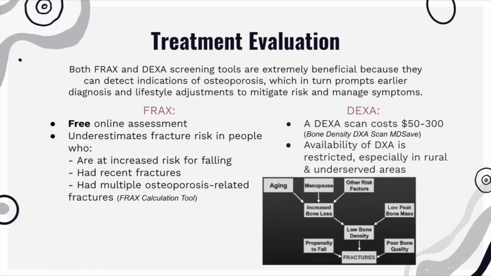FRAX and DEXA are both interventions that should be continued because they can detect osteoporosis to prevent fractures. FRAX is not as accurate as DEXA because it's not a scan and because it does not account for history of falling, recent fractures, and multiple osteoporosis-related fractures. However, it is more affordable and easily accessible. Healthcare providers should therefore recommend and implement more use of the FRAX assessment starting from age 25 for Asian American women, which is the population at most risk. DEXA scans should be utilized for this same population starting from age 40 because of increased risk of disease development for those beginning menopause, during, and after.